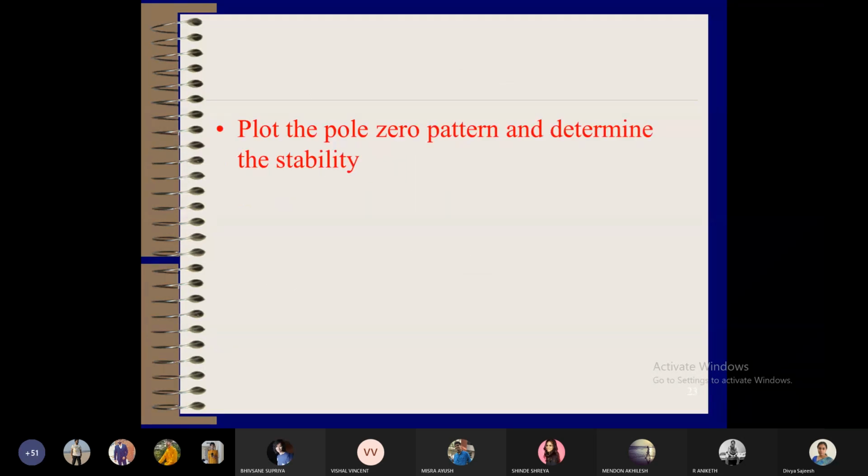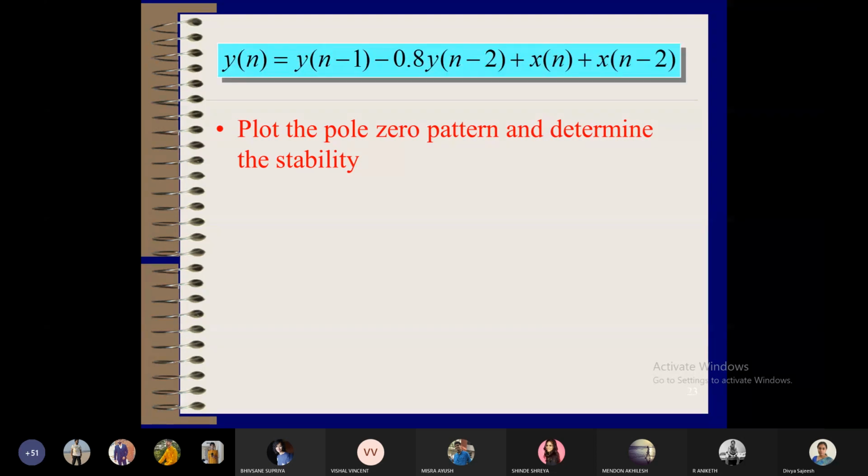Now, the other way again to analyze the transfer function. One we have seen: from the given difference equation, you can obtain the transfer function, and from the transfer function, we can obtain the frequency response of the system. Now let us again take the pole zero pattern from the transfer function equation and see how to determine the stability of the system.